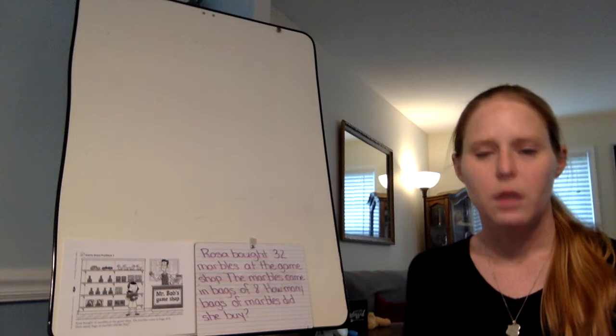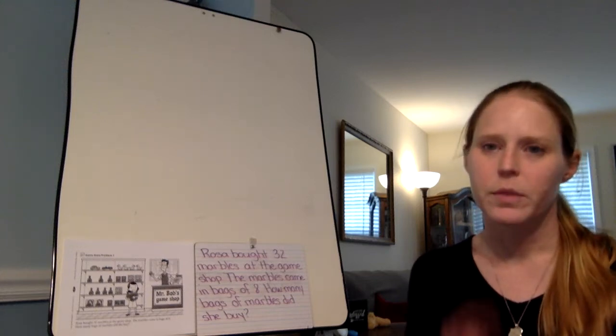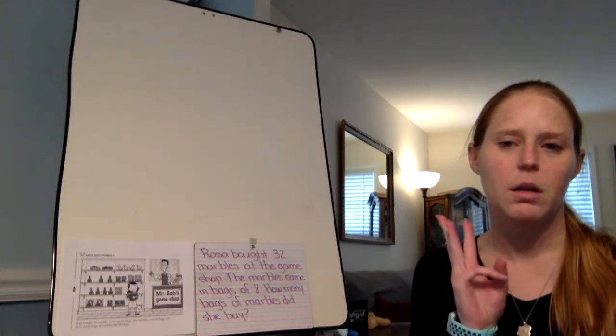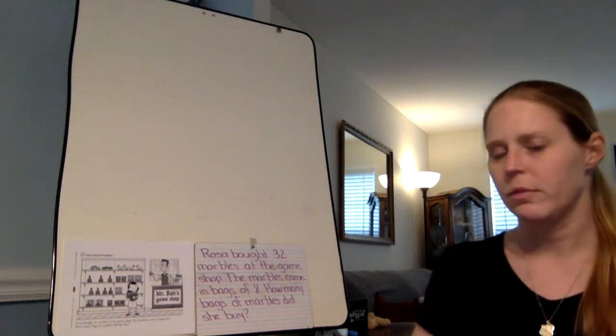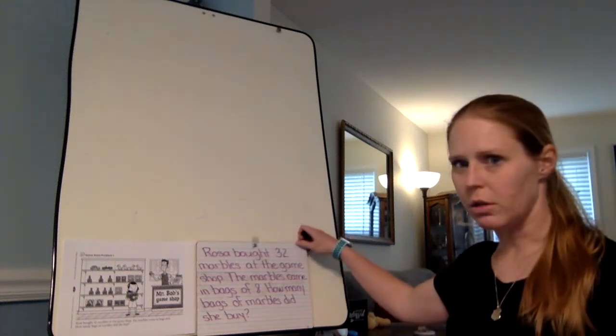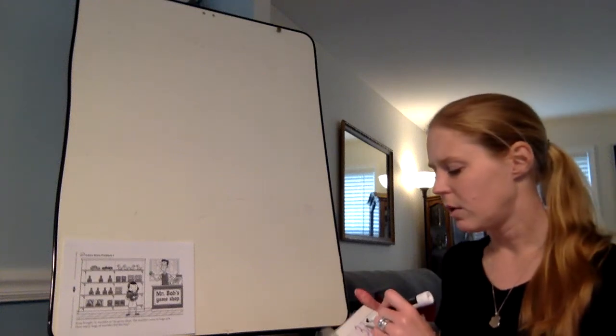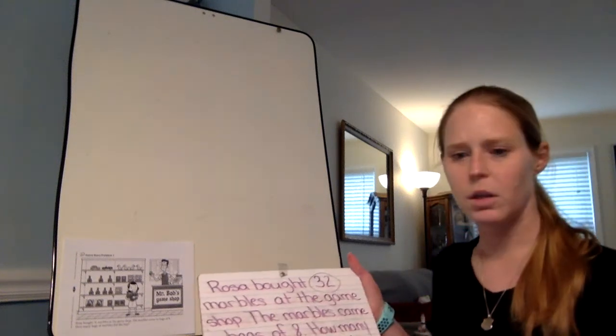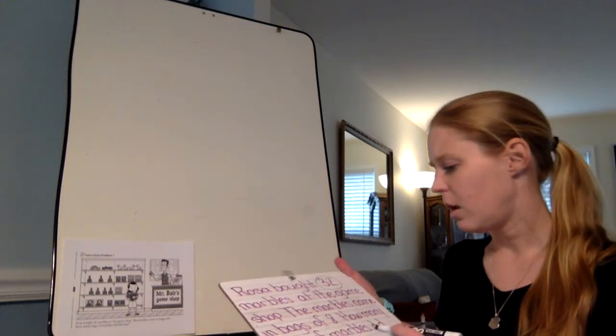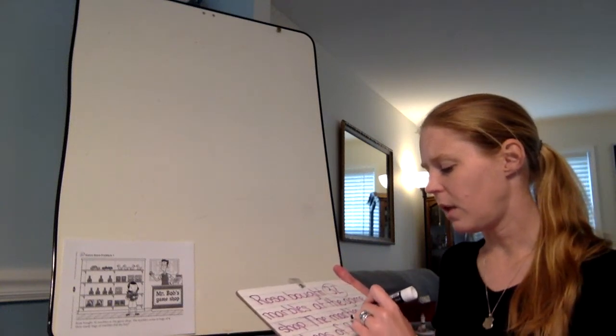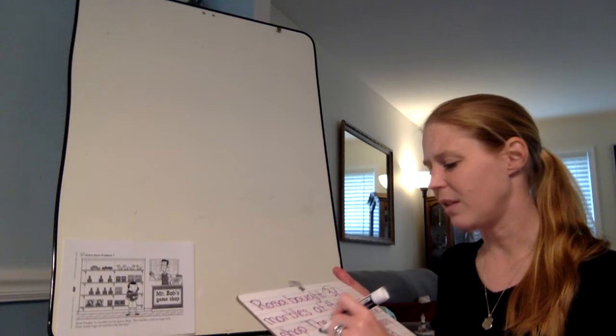So before I do anything, I want a CUBE. Circle, underline, box, equation. So let's circle. Circle is circling all your numbers in your equation. So she's got 32. I'm going to circle that 32. And we know that they were in bags of 8. Circle bags of 8.